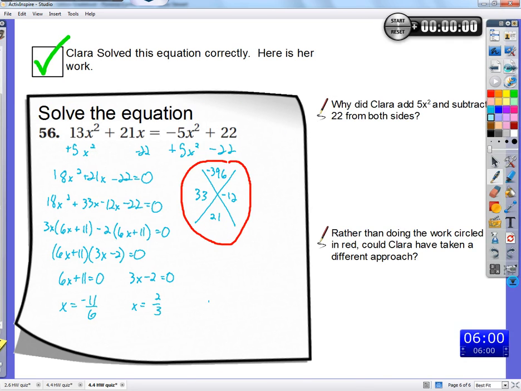Okay. So, here we are, the next one. So Clara is doing some work. She's done this correctly, everything correctly. The very beginning, you see Clara adds 5x squared to both sides and subtracts 22 from both sides.